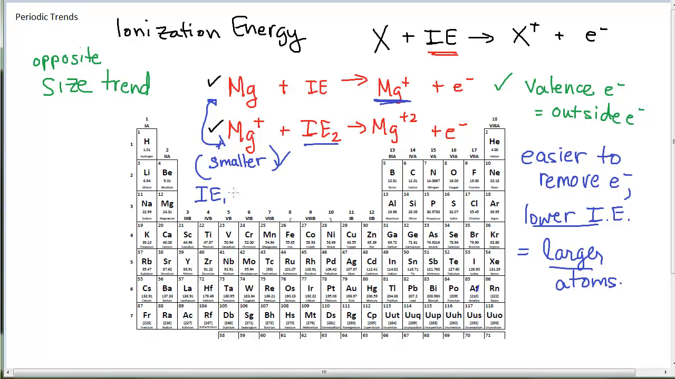My first ionization energy is always going to be the easiest one to remove. My second ionization energy, it gets harder because the atom gets smaller. My third ionization energy gets even harder, or larger, because it's getting even smaller as I remove successive electrons. And so we do see that trend.